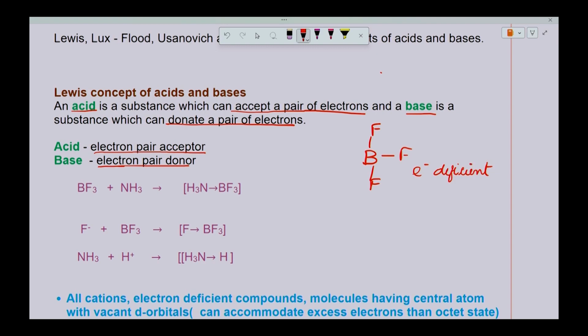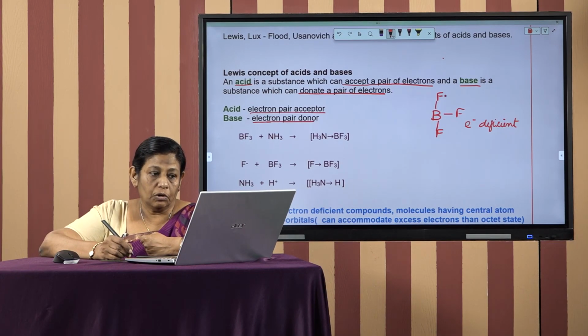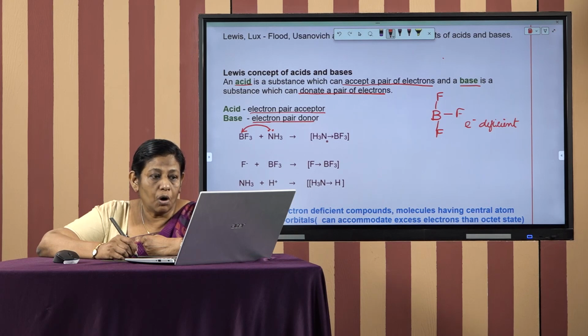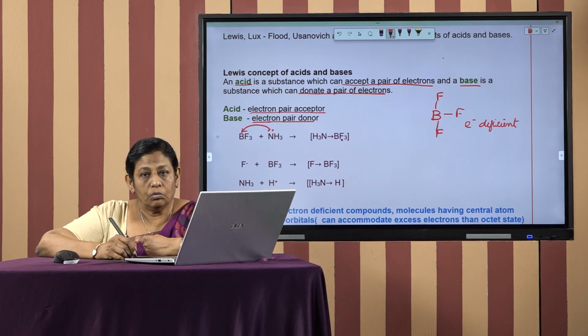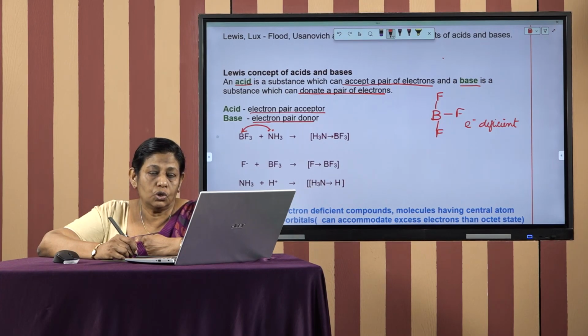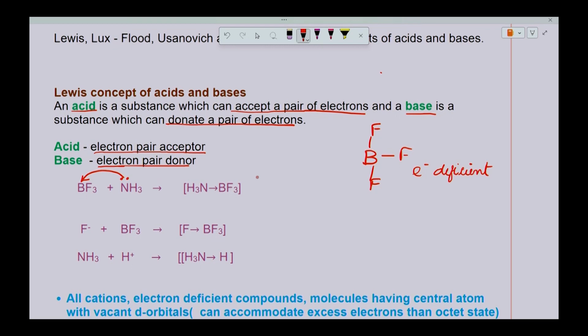It is an electron deficient compound, and as a result it needs 2 more electrons, whereas ammonia has its lone pair, which is capable of being donated. So, nitrogen of ammonia donates a pair of electrons to boron trifluoride and forms a coordinate bond between nitrogen of ammonia and boron of boron trifluoride. This coordinate bond is represented by an arrow from nitrogen to boron, which shows that nitrogen donates a pair of electrons to boron.